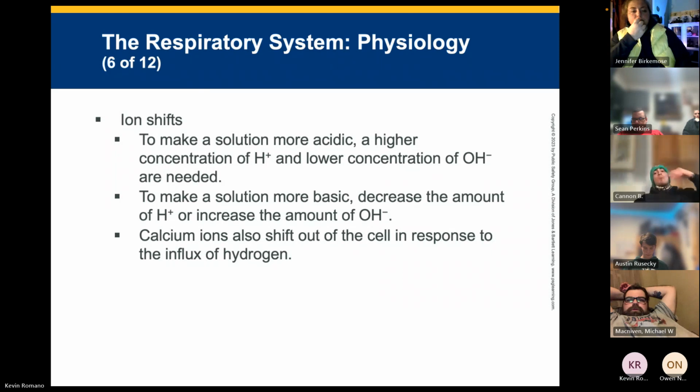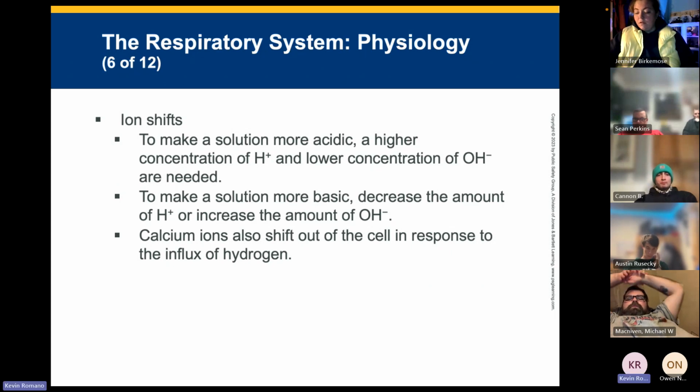All right. So ion shifts: the concentration of hydrogen ions, H positive, can be increased by adding more hydrogen ions to a solution or by removing OH negative. To make a solution more acidic, a higher concentration of hydrogen ions and a lower concentration of OH are needed. If the solution needs to be more basic, meaning increasing the pH level, there are two options: decrease the amount of hydrogen or decrease the amount of OH negative.